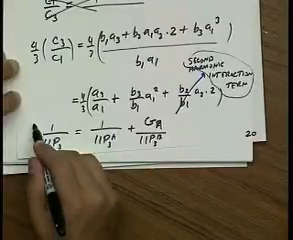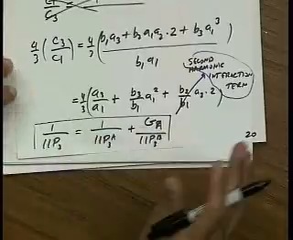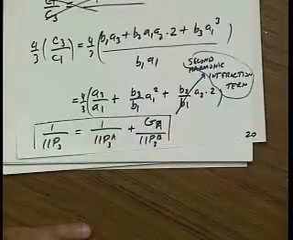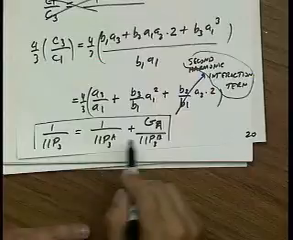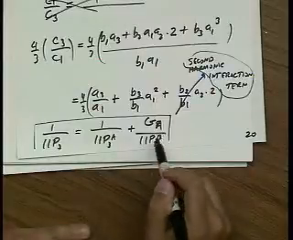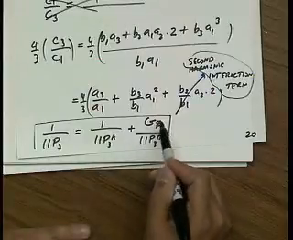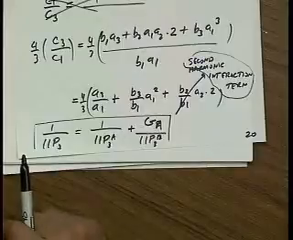So now the formula for input IP3 looks nice and simple. It looks just like the case of the IP2 point. I input refer the IP3 of my second amplifier by the power gain, and then I take them in parallel.